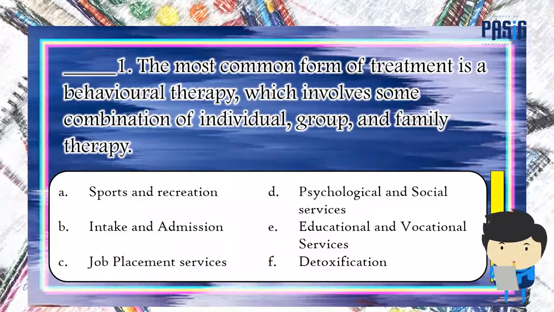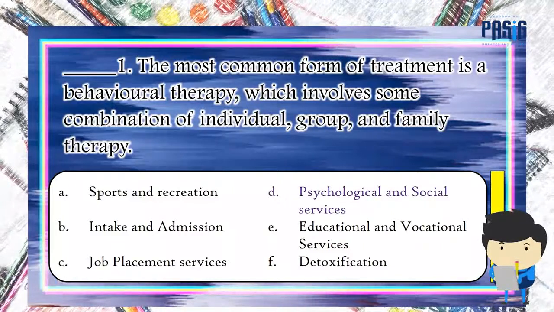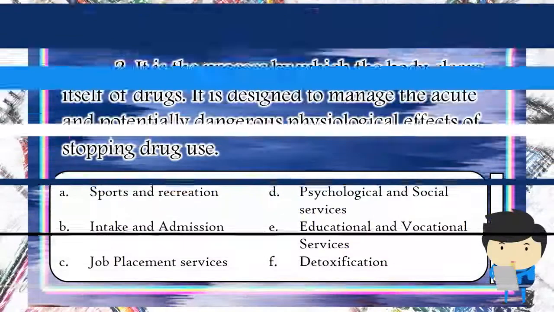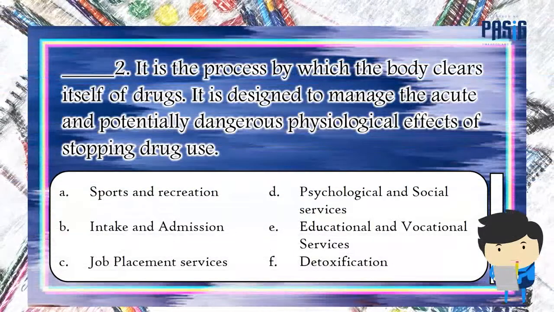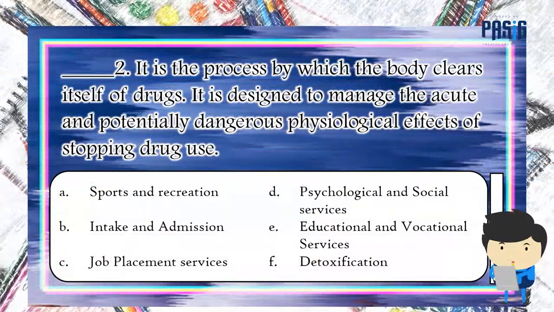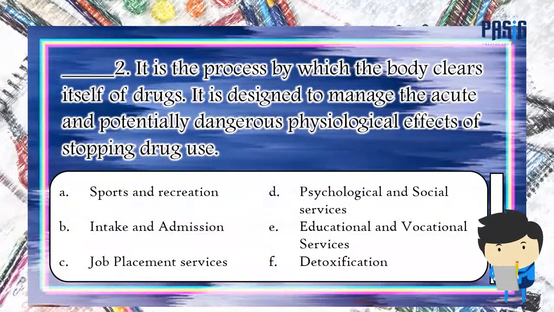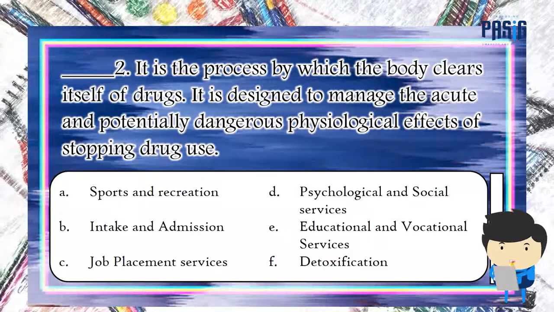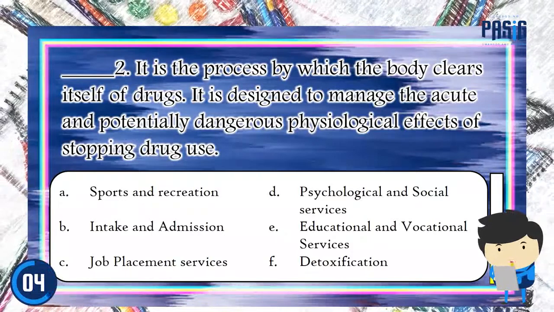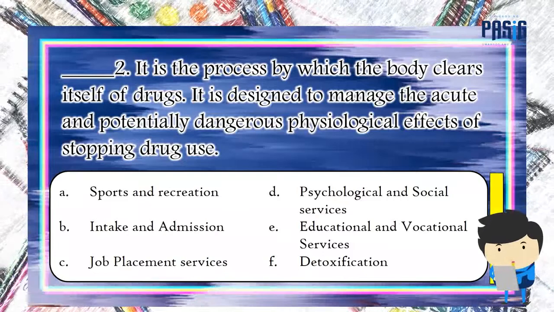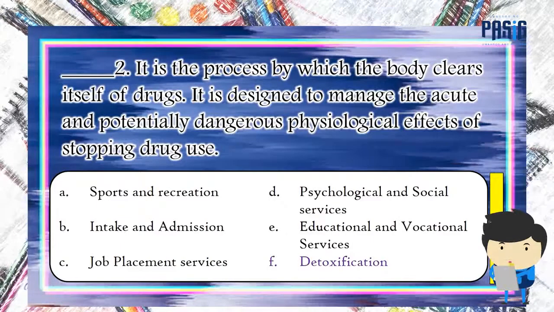And the correct answer is D. Psychological and social services. Number 2. It is the process by which the body clears itself of drugs. It is designed to manage the acute and potentially dangerous psychological effects of stopping drug use. And the correct answer is F.